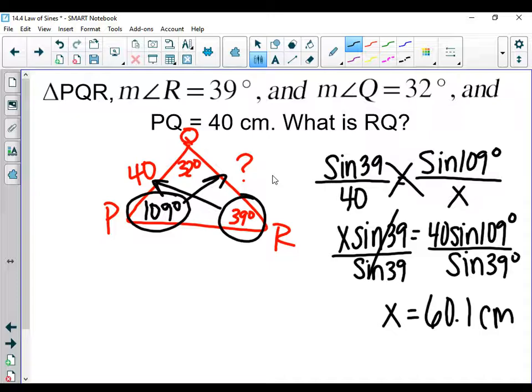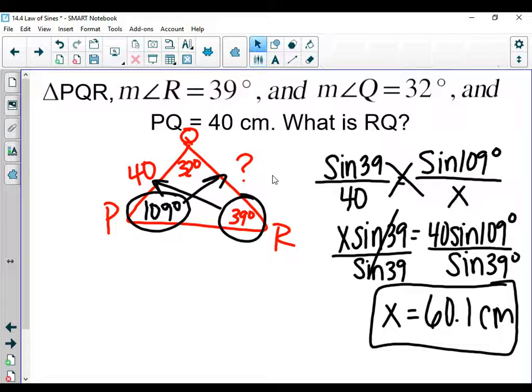So another thing you want to look at too is when you look at your final answer for that side, notice how 40 was the side that went along with 39. Okay, the angle 39. If I have the angle 109 degrees, then my answer should be bigger than 40 because my angle was bigger. Okay, so again, just those little checks to make sure you plugged it in correctly.